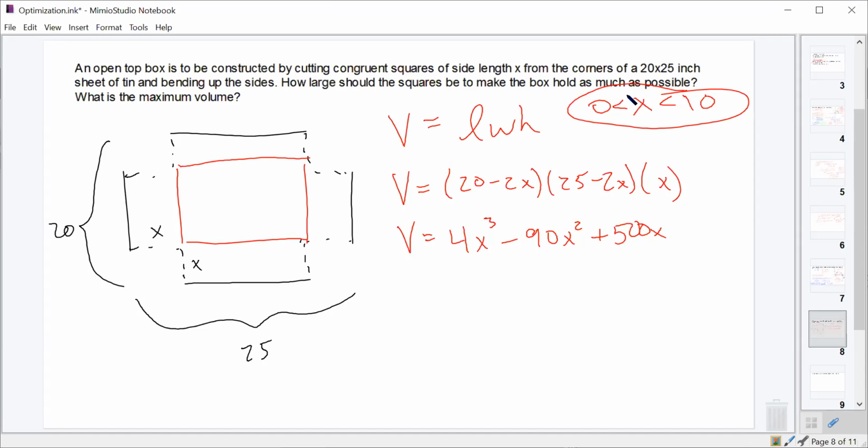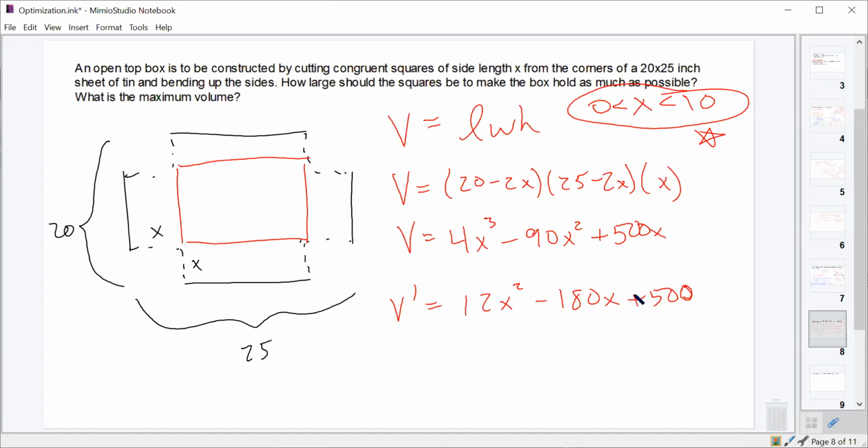And now we're done with steps 4 and 5. We've gotten volume, what we're trying to maximize, written all in terms of one variable, and we know the domain that we're looking for it on. So we're up to finding critical values and endpoints. There's no endpoint here because 0 and 10 are not closed values. So we'll take our derivative. V prime equals 12x squared minus 180x plus 500.